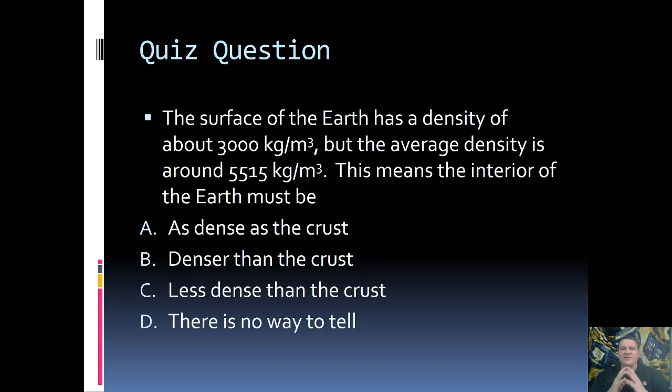Here is our first lecture quiz question. The surface of the Earth has a density of about 3,000 kilograms per meter cubed, but the average density is around 5,515 kilograms per meter cubed. This means the interior of the Earth must be A, as dense as the crust, B, denser than the crust, C, less dense than the crust, or D, there's no way to tell. Go ahead and think about it, and we'll discuss in just a bit.